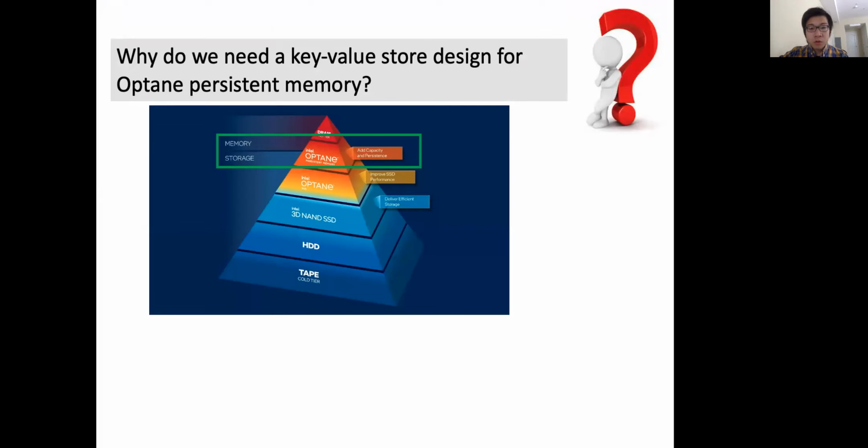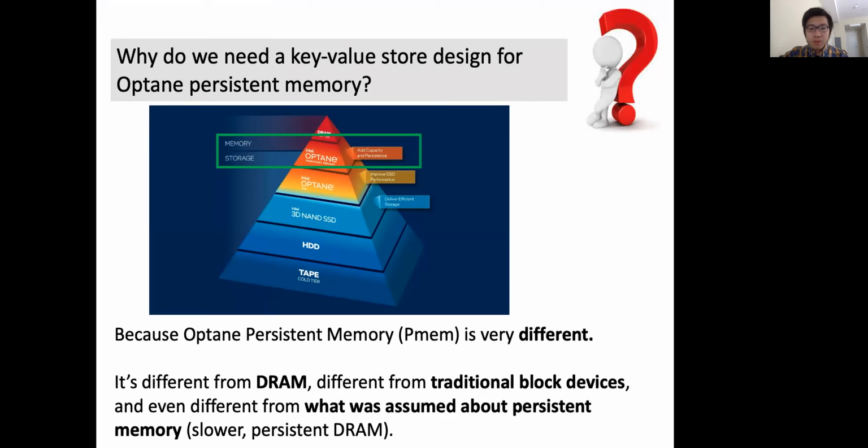We have key value stores designed for DRAM, like Redis and Memcached, key value stores designed for block devices like LevelDB and RocksDB, and key value stores designed for persistent memory. But Optane persistent memory is very different. It's different from DRAM because it's slower, it's non-volatile, and its access unit is larger than a cache line. It's different from traditional block devices because it's much faster.